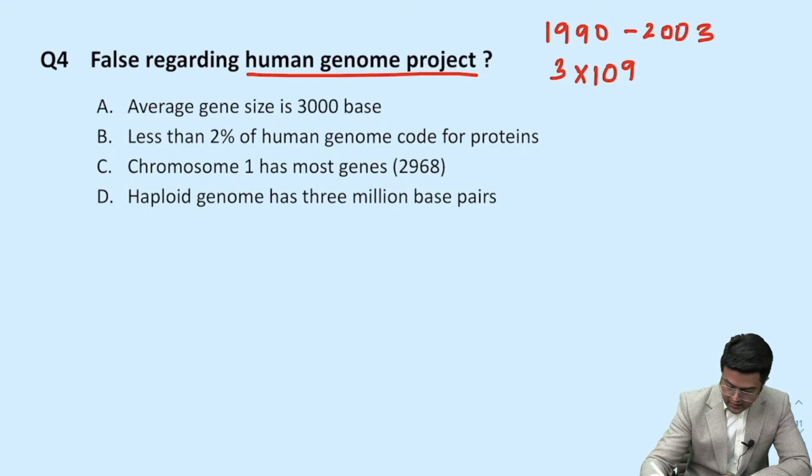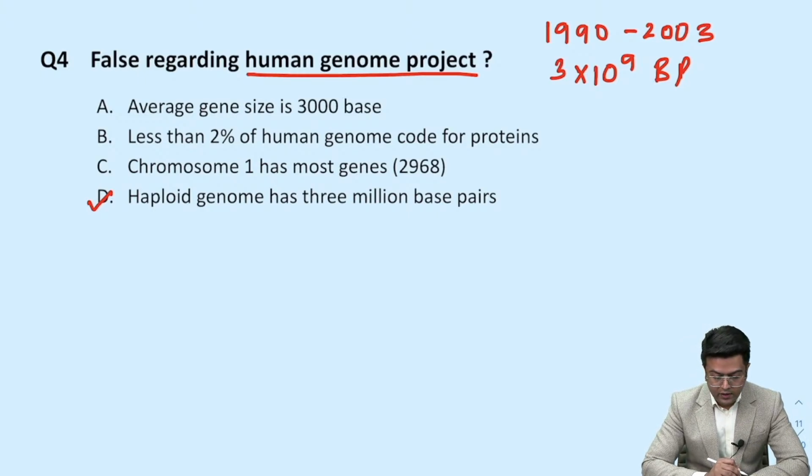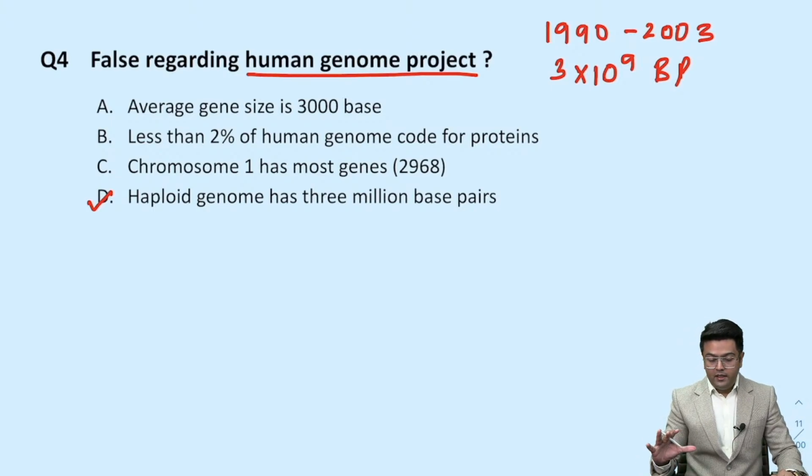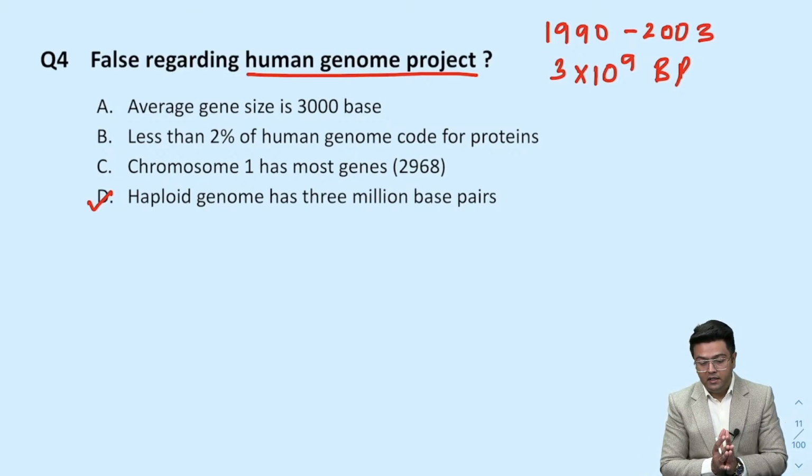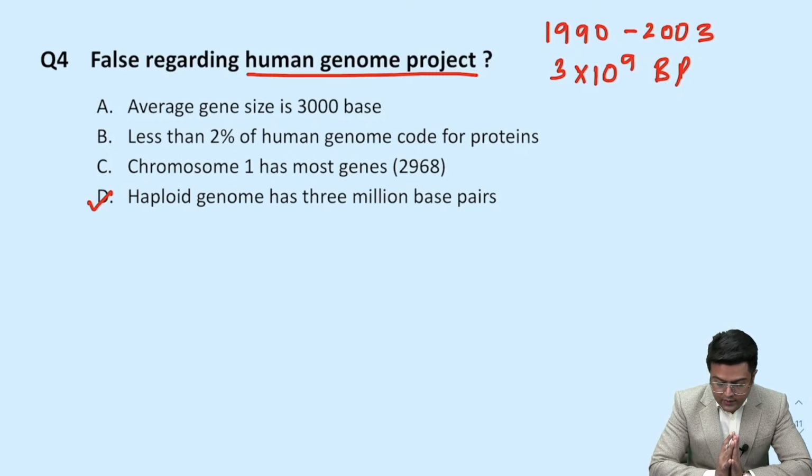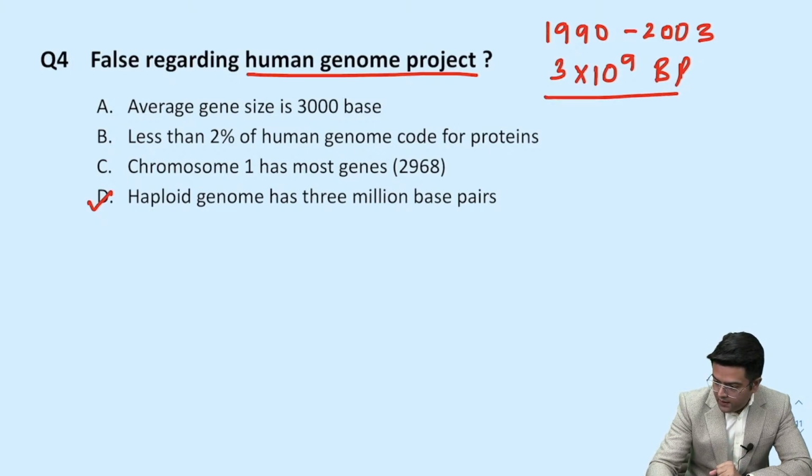That is 3 into 10 raised to power 9, that is 3 billion base pairs. So obviously the statement that the haploid genome has 3 million is wrong. So what is false regarding the human genome? Now let's talk about more points. This is a project which is not covered in PSM. It was started in 1990 with the help of a few countries like Japan and the US and a few more. So 3 billion base pairs are there.